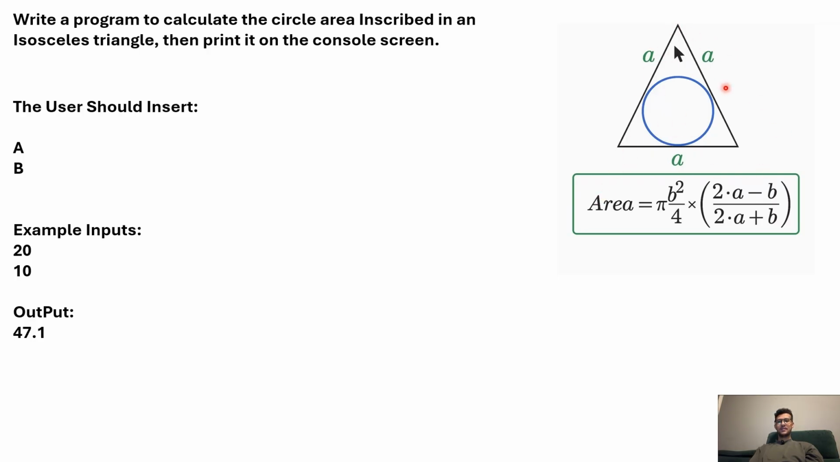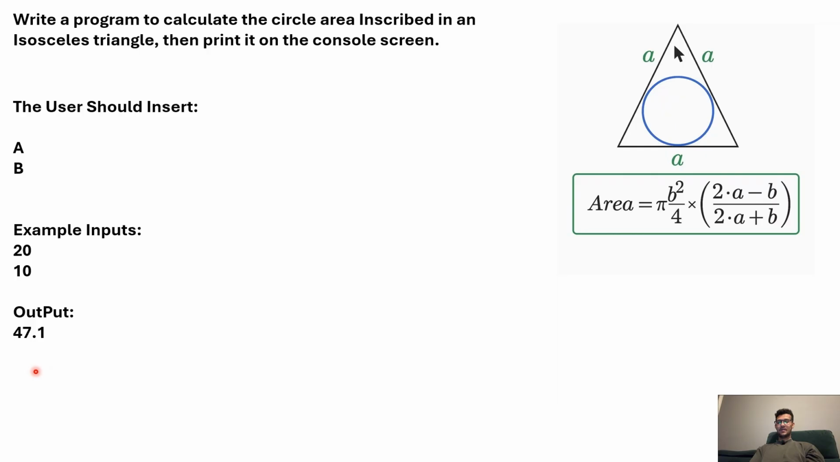We have side A, exactly the same as the other side A. So these two sides A are equal, since it's an isosceles triangle, and we have here the base B. It should be here P, pi. All right, so in case the user inserts A and B, which are 20 and 10, the output should be 47.1.